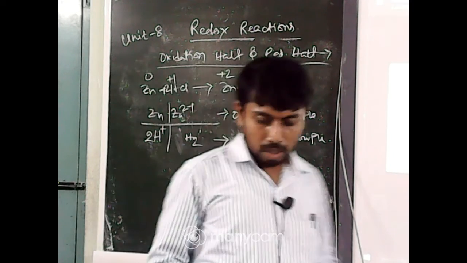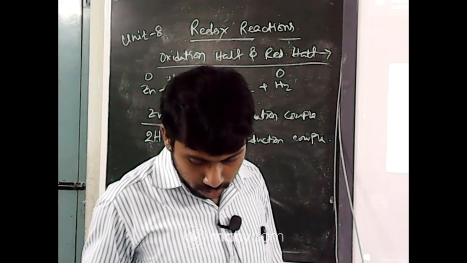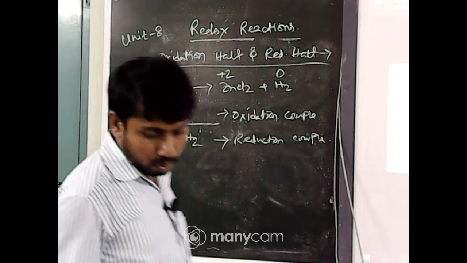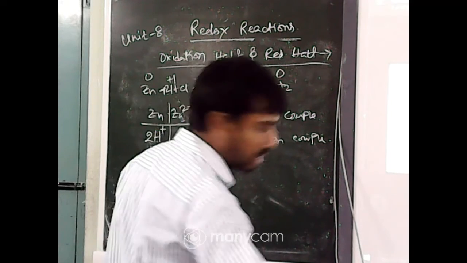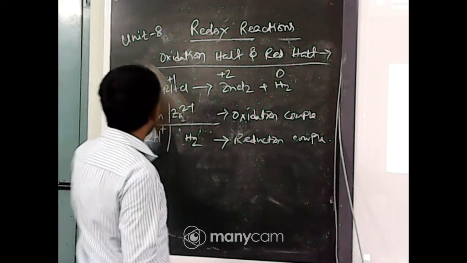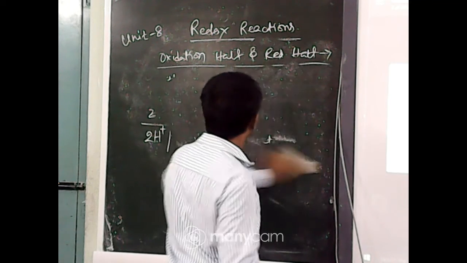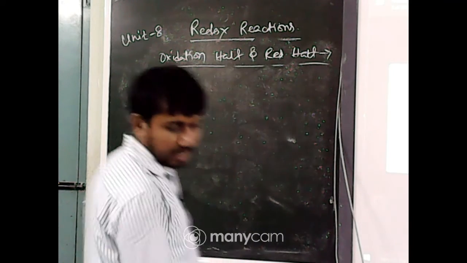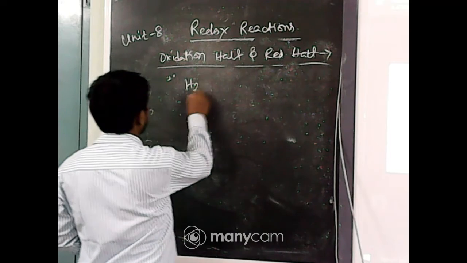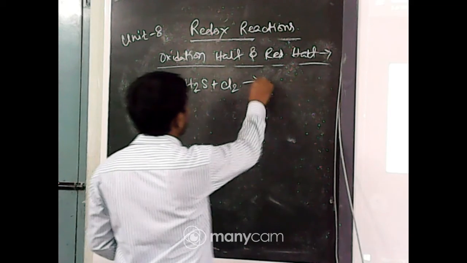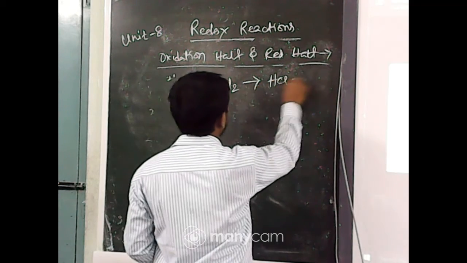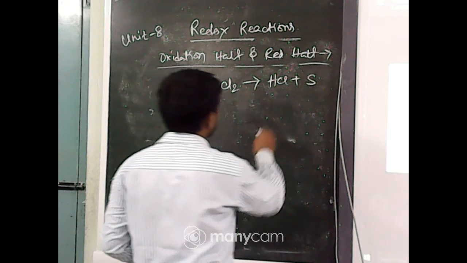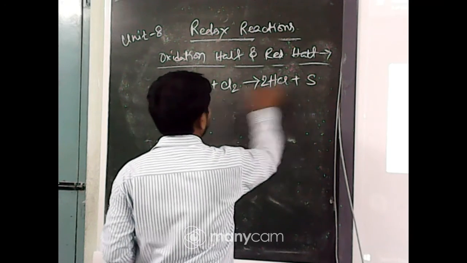Okay. So oxidation half and reduction half. I have already discussed this, so I am taking a new example: H2S plus Cl2 forming HCl plus S. So we have to balance it, that is H2S plus Cl2 gives 2HCl plus S.